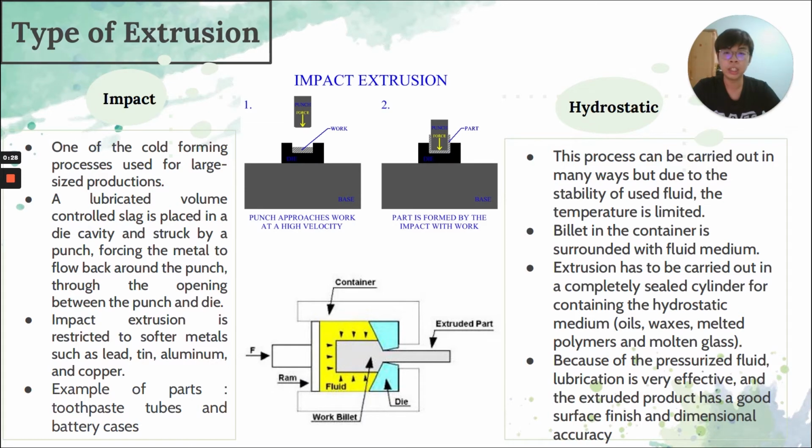However, impact extrusion is restricted to softer metals such as lead, tin, aluminium, and copper. Examples of this process are toothpaste tubes and battery cases.